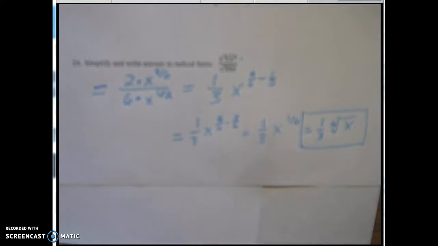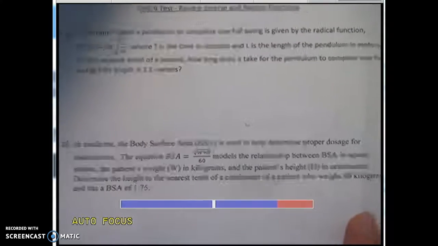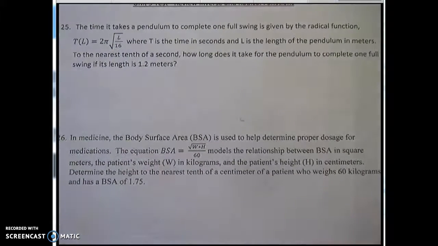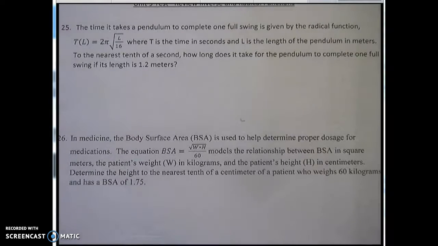The next one I'm going to do is number 25. And that one is a word problem. So I'll read it. The time it takes a pendulum to complete one full swing is given by the radical function time as a function of length equals 2 pi square root of length divided by 16, where t is the time in seconds and L is the length of the pendulum in meters. To the nearest tenth of a second, how long does it take a pendulum to complete one full swing if its length is 1.2 meters?